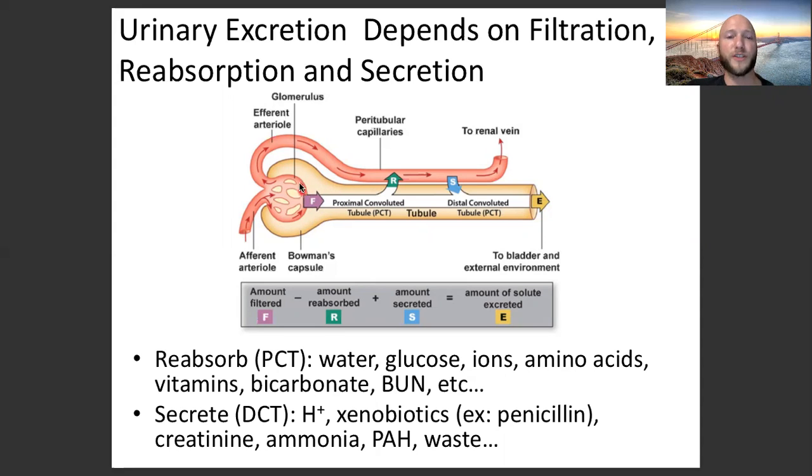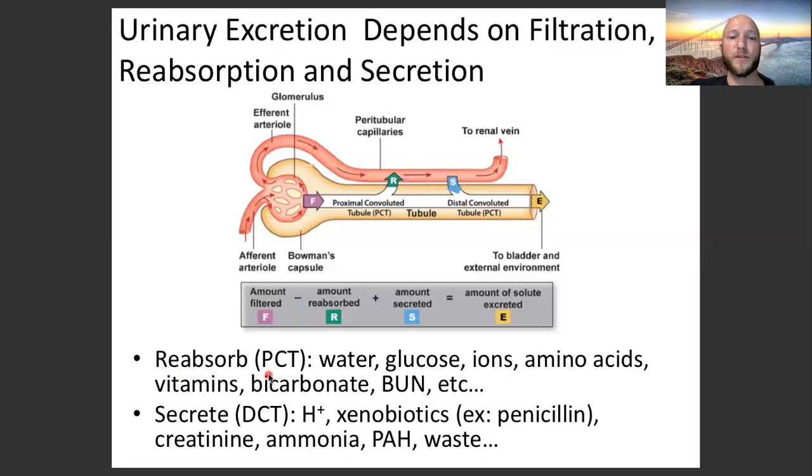So filtration is fluid leaking out of the glomerular capillary into Bowman's capsule. That's filtration. Reabsorption is when fluid goes from the renal tubules back into the peritubular capillaries. And secretion is when substances go from the peritubular capillaries into the renal tubule system.